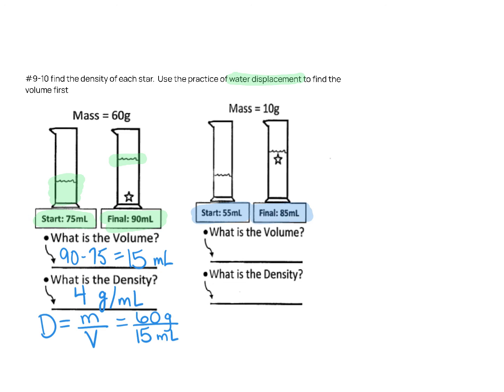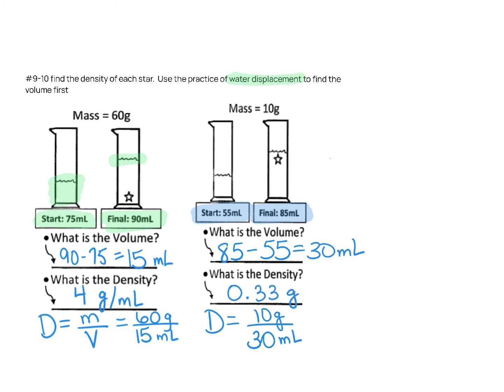Our last problem has us start with a volume of 55 and end with a volume of 85. We started with 55, so that means that the volume changed by 30 milliliters. Our mass is going to be 10 grams. So we're going to take that 10 grams and divide it by our volume of 30 milliliters. So if we take 10 and divide it by 30, we get a density of 0.33 grams per milliliter for our last problem.